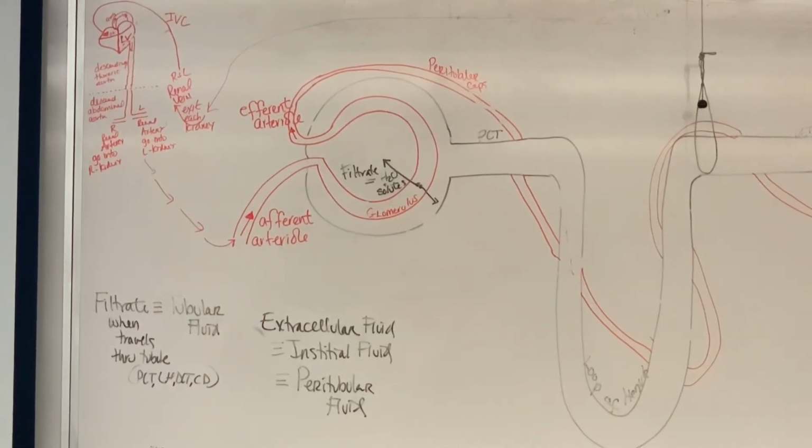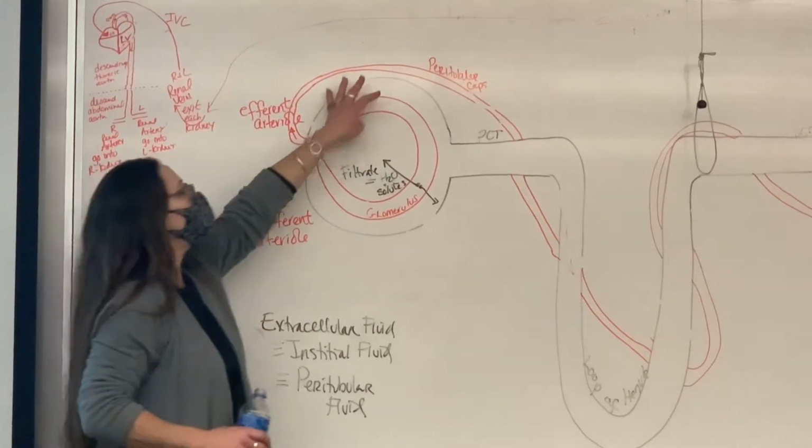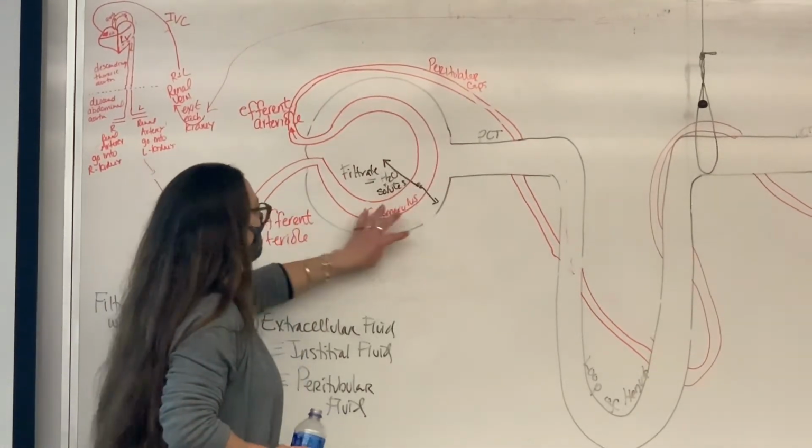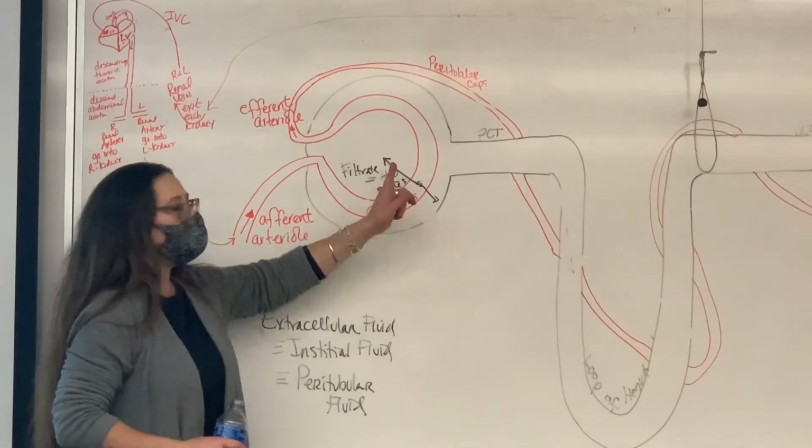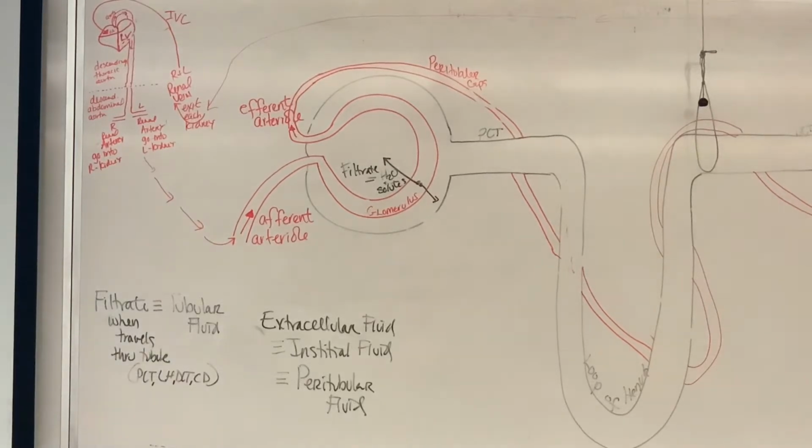Where's filtrate formed? It comes out of the glomerulus. It's formed in the renal corpuscle. The filtrate comes from water and solutes being forced out of the glomerulus, out of the blood.